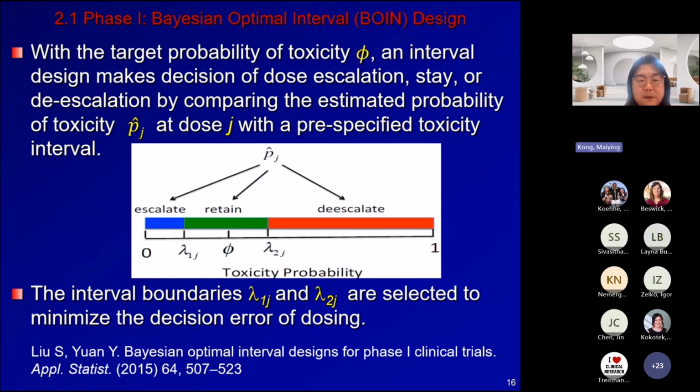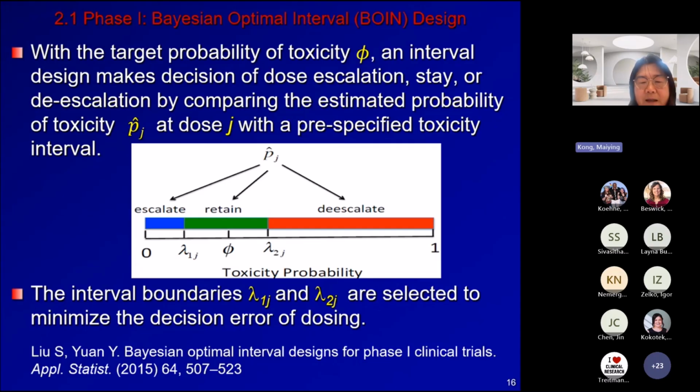One methodology we use is the Bayesian optimal interval design, called the Bayesian design. After each patient we calculate the probability of toxicity. If we have a target toxicity, we also develop a lower limit and an upper limit. If it is below the lower limit, lambda 1, that dose is safe. We escalate, and the next patient is assigned a higher dose level.